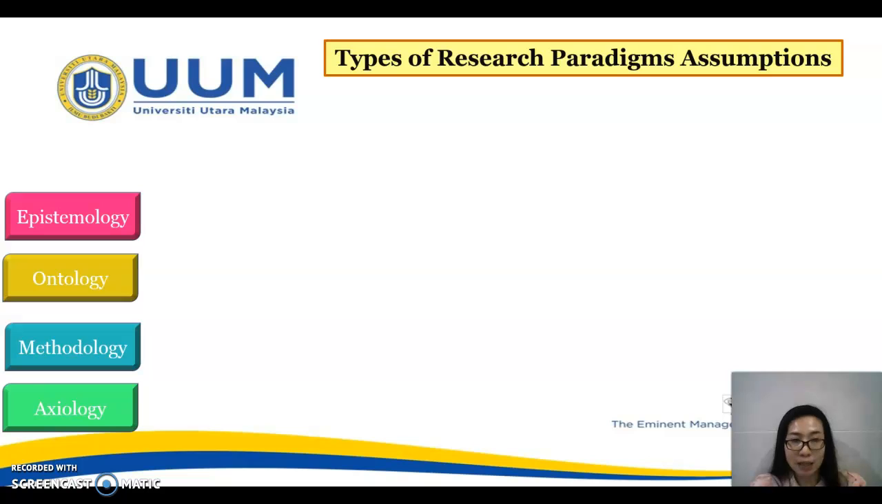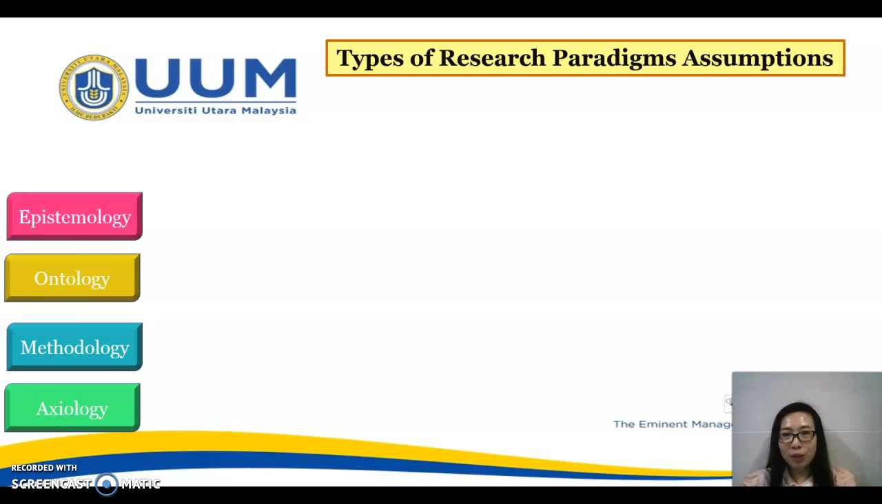And the last one, axiology. Axiology refers to the ethical issues that need to be considered when planning a research proposal. It considers the philosophical approach to making decisions of value or the right decision. It involves defining, evaluating, and understanding the concept of right and wrong behavior relating to the research.